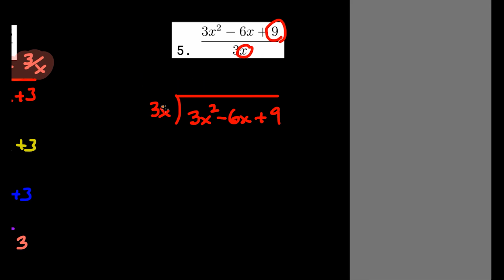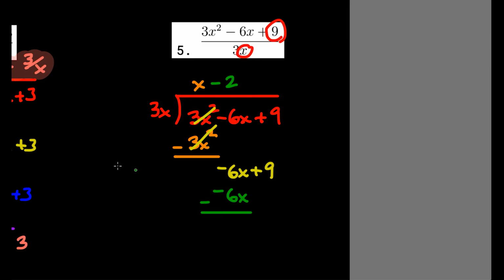So what times 3x is 3x squared? Well, x is. So then you get a 3x squared on the bottom here, subtract this off, and you end up with cancel. Then you end up with -6x plus 9. What times 3x is -6x? Well, that's -2. So then you get a -6 down here. Subtract this off. Cancel, and you're left with the remainder of 9.